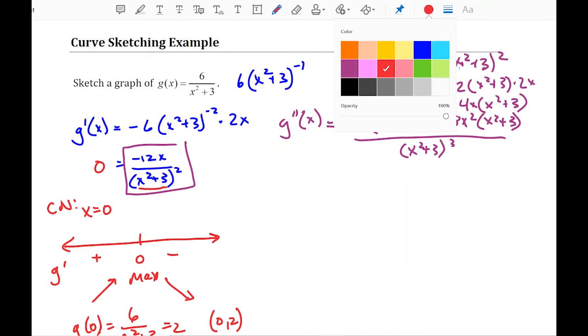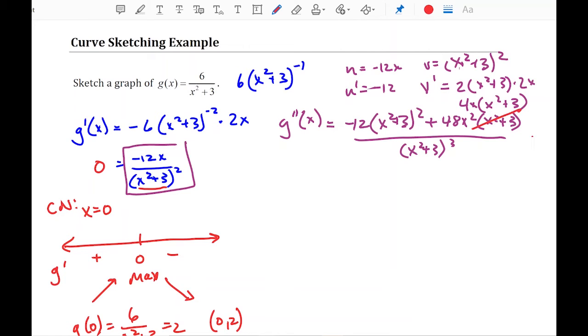Hopefully you notice here that the way we've written things out, we have an x squared plus 3 term in all of our places. That should have been a fourth power in the denominator, not a third power. So it was originally fourth power, but we're going to knock it down to 3. So I've got negative 12 (x squared plus 3) plus 48x squared over (x squared plus 3) to the third power. And let's go ahead and simplify the numerator.